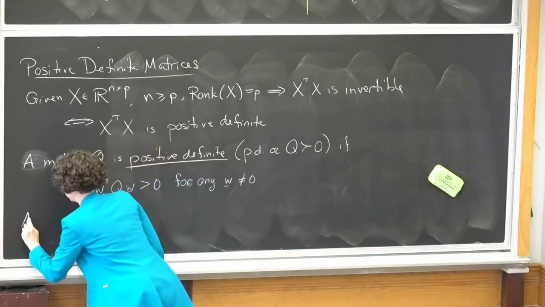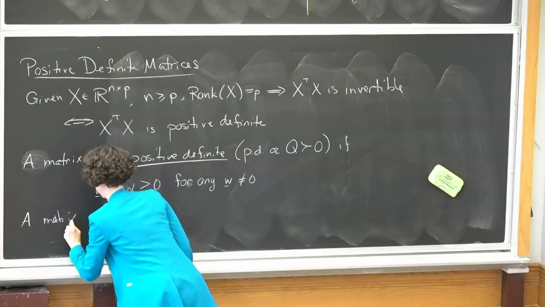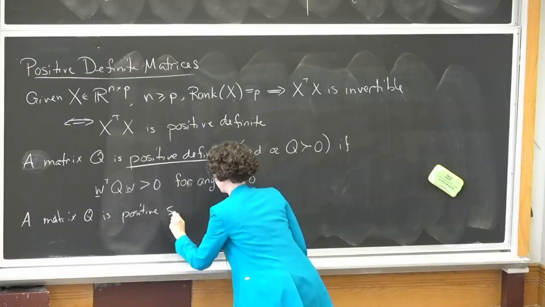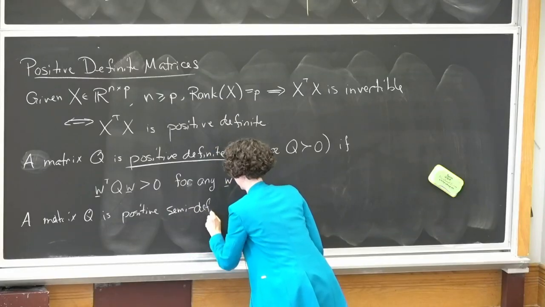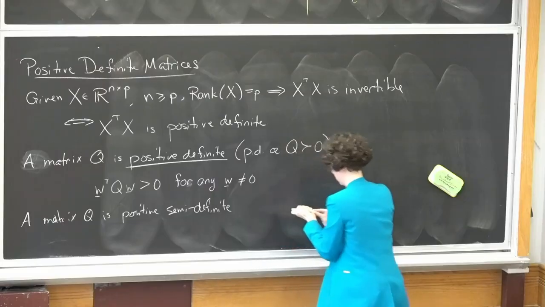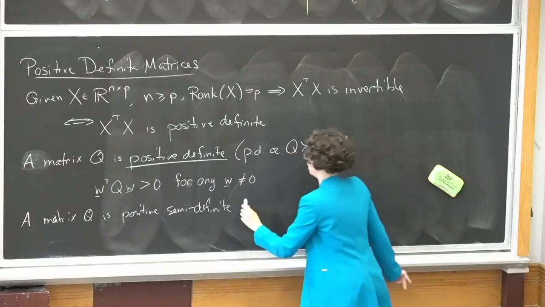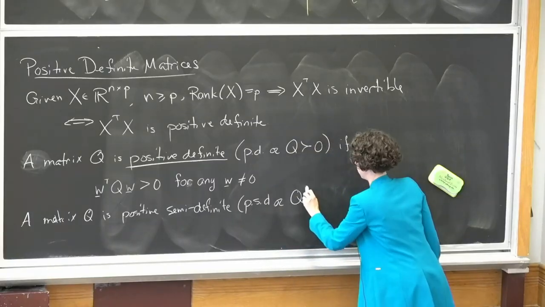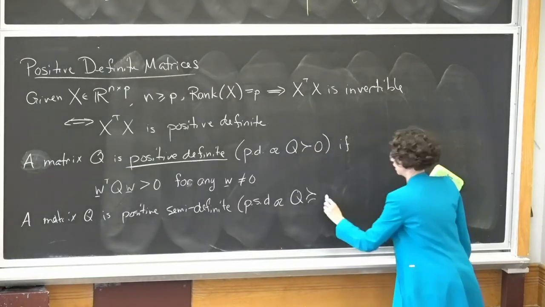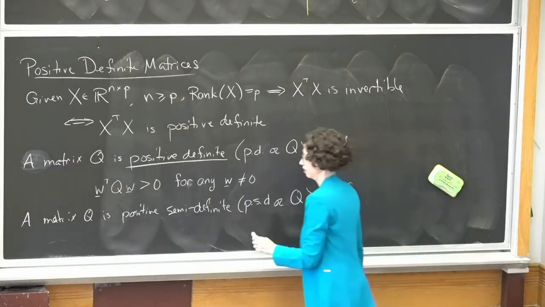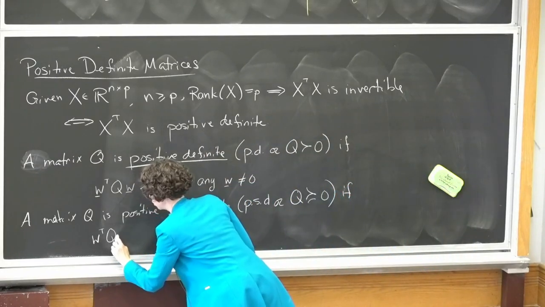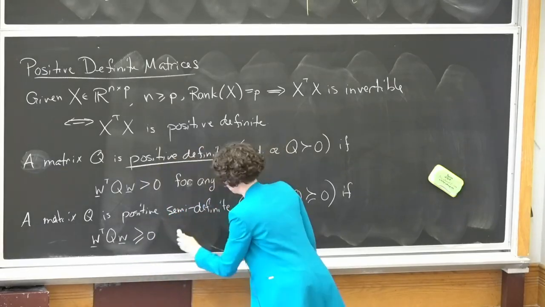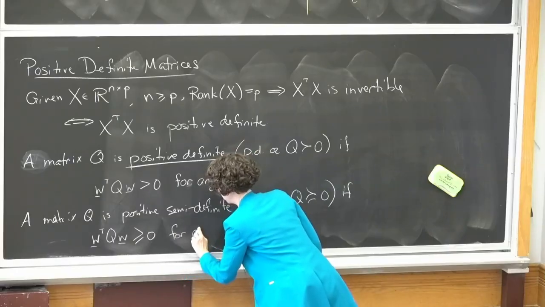We can also say a matrix Q is positive semi-definite. And I really think mathematicians come up with funny names for things sometimes. But PSD, or we write Q and we have this curly, now greater than or equal to sign, 0. If W transpose QW is greater than or equal to 0, well, for all W.